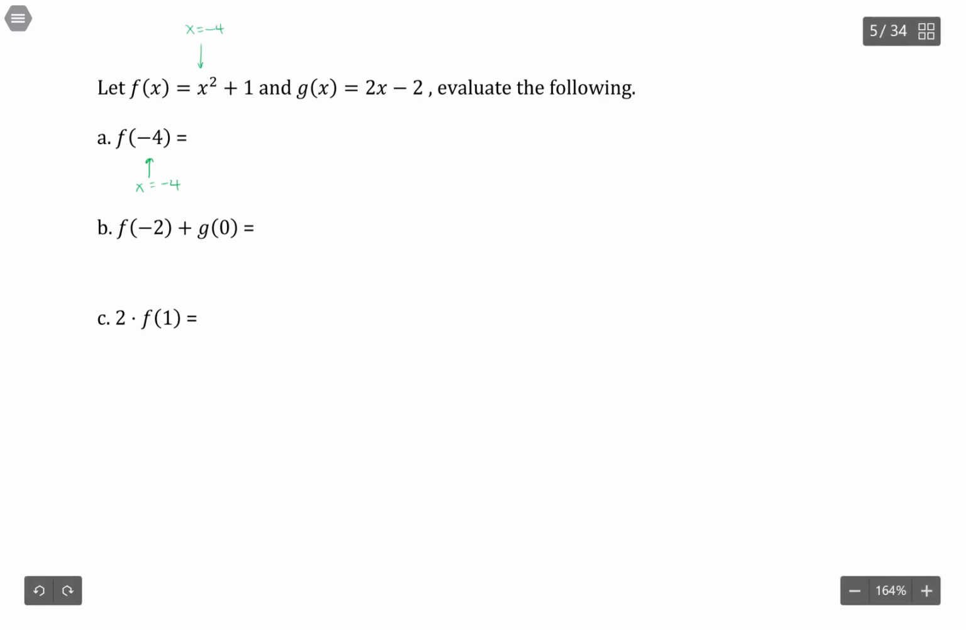Now, it's always safest to put the value in parentheses, because it actually means something different to say negative 4 squared plus 1 as opposed to negative 4 in parentheses squared. In this situation, you're squaring only the 4, and then you have a negative out front, which makes that negative 16 plus 1. If you put the parentheses around your negative, you're squaring both the negative and the 4, which is the correct thing to do. That gives you 16 plus 1, which is 17.